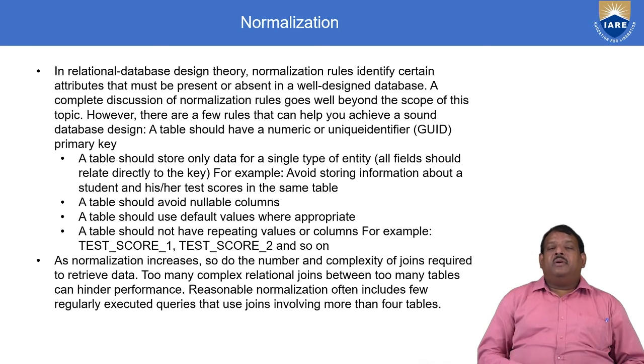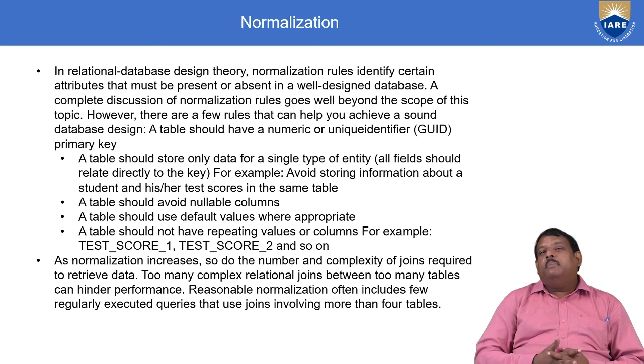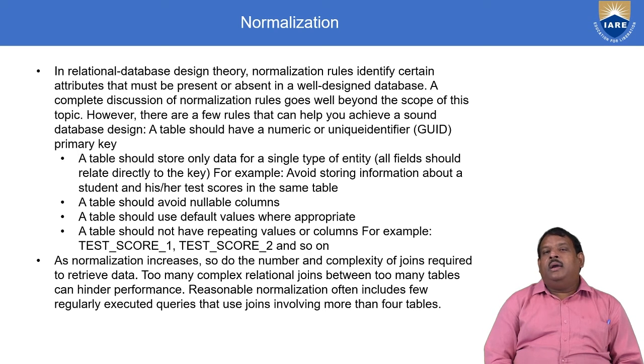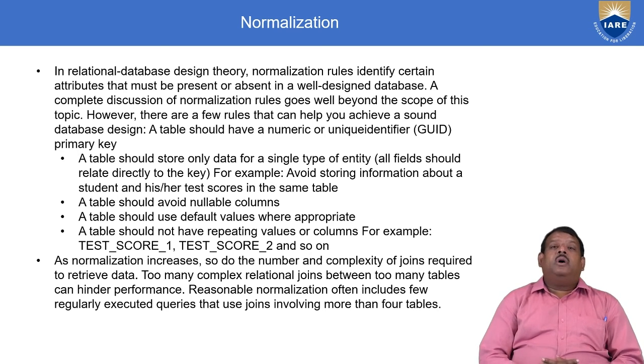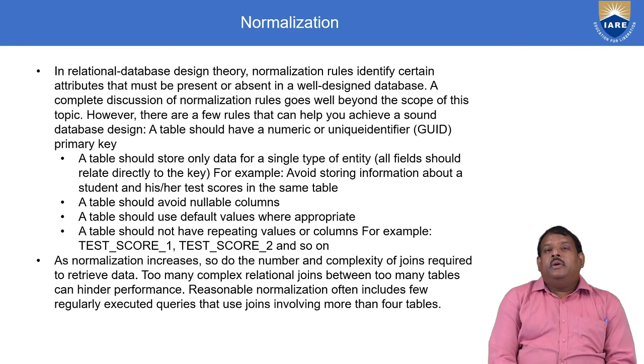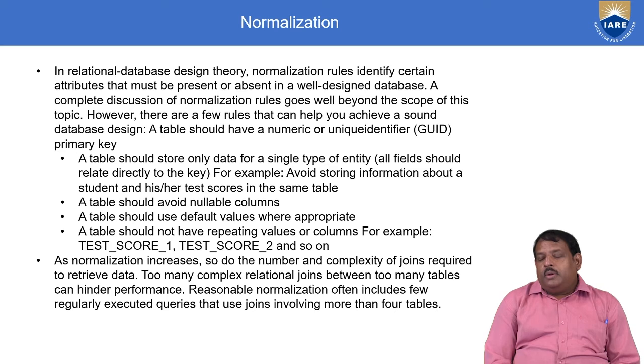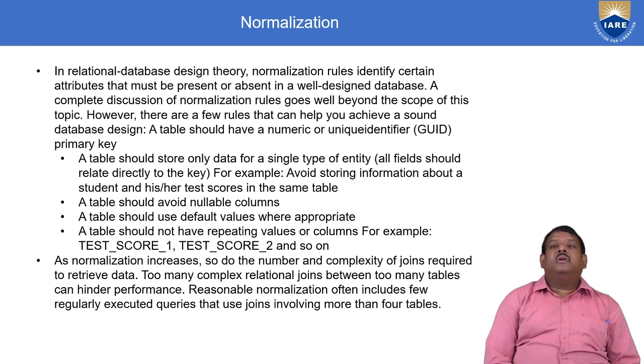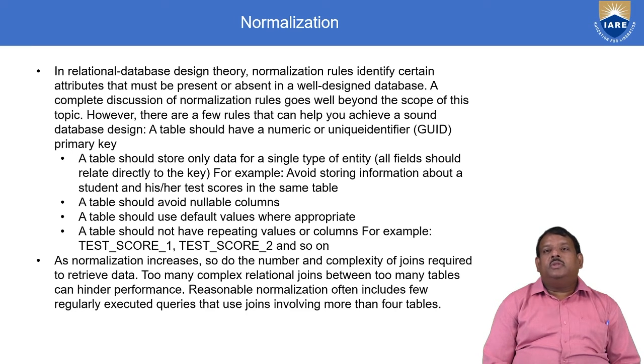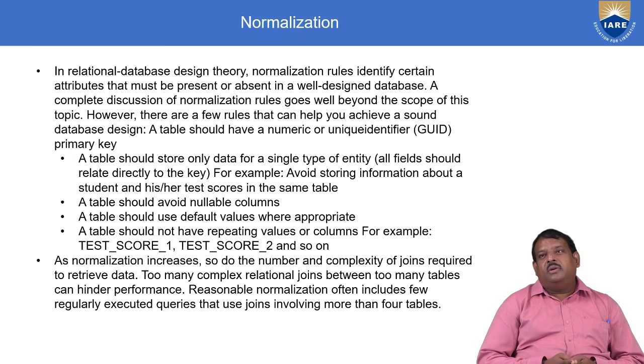The table should avoid nullable columns, but it is not mandatory. It is better to avoid nullable columns. The table should also use default values where appropriate. We try to make use of default values. For example, the date of joining of a student could default to the current date. The highest score should be 100. So these are default values. A table should also not have repeating values or columns, for example, score 1, score 2. It is not wrong, but it is not a good design.